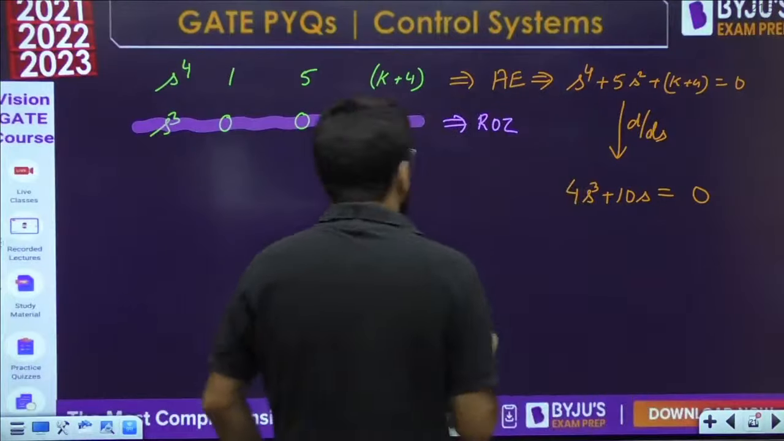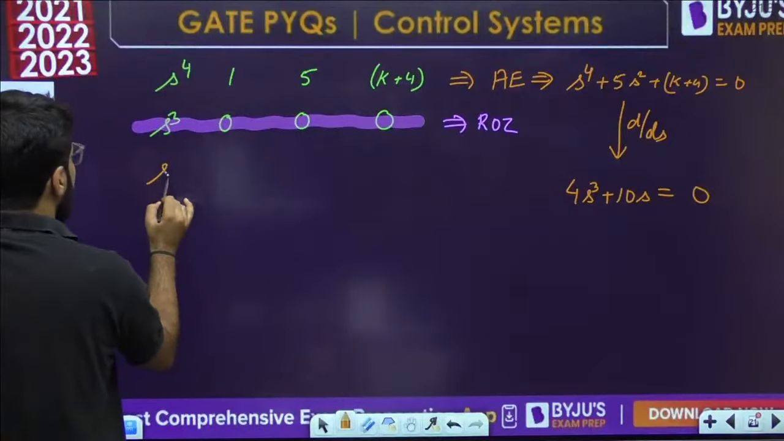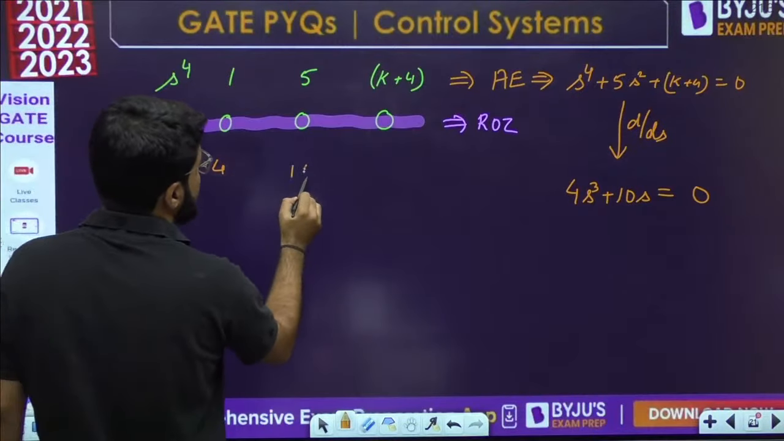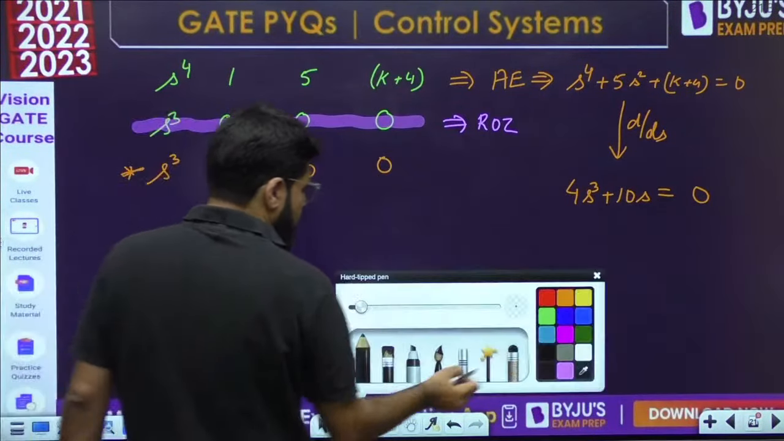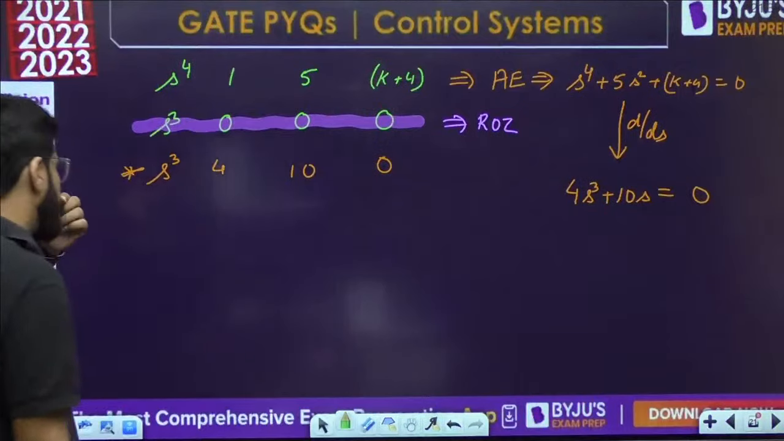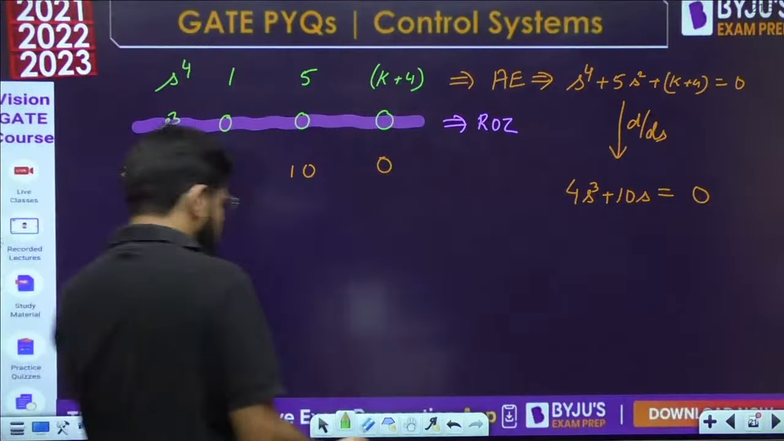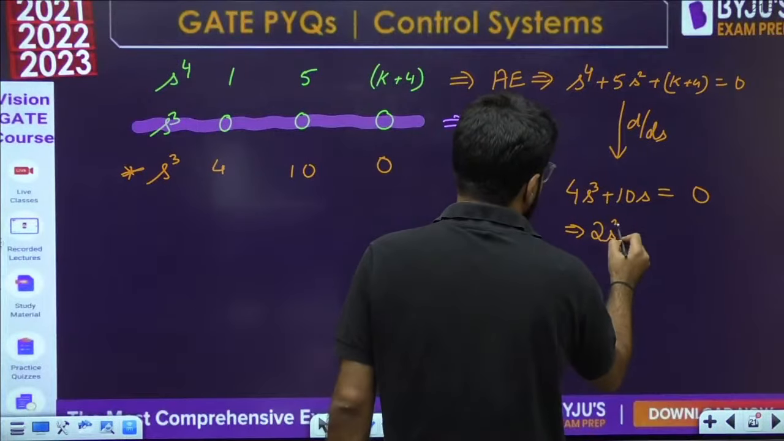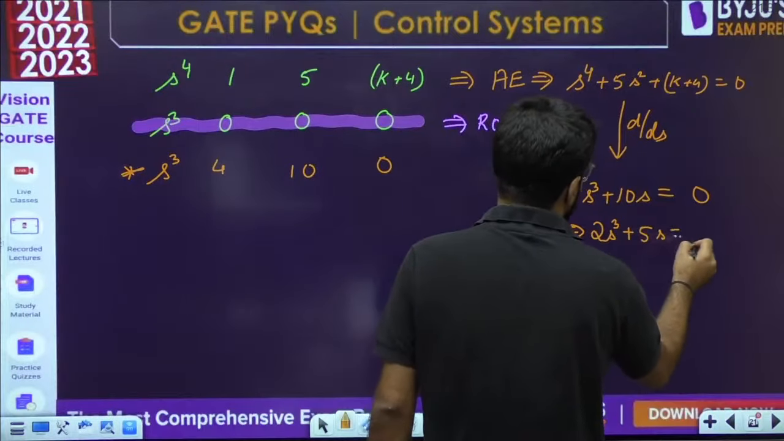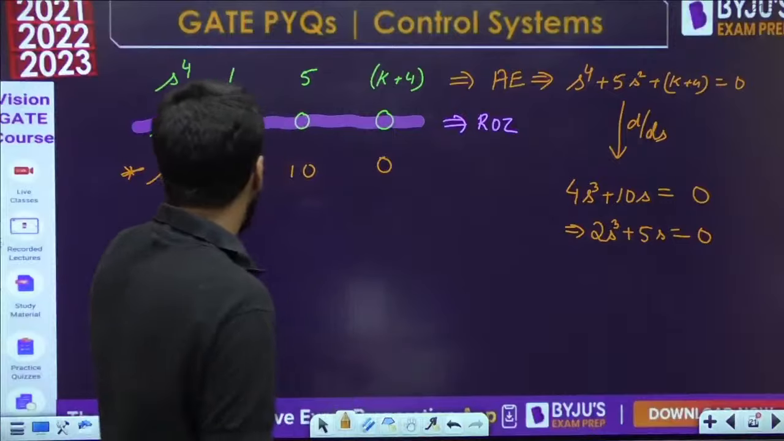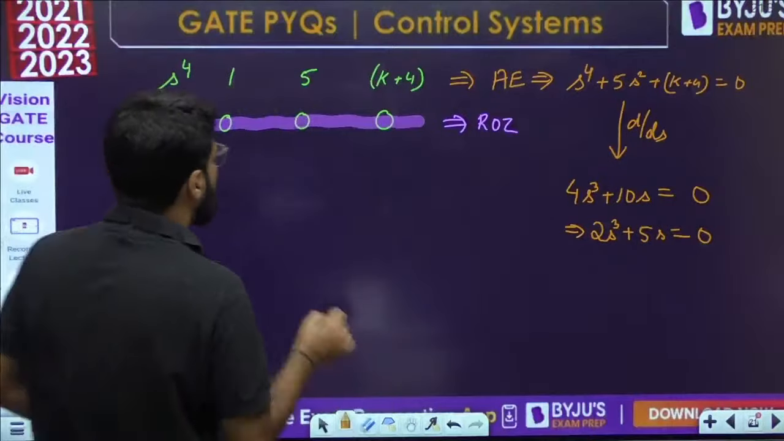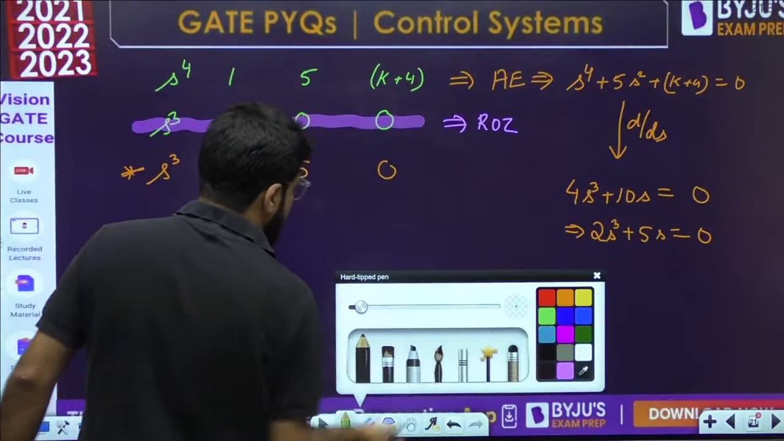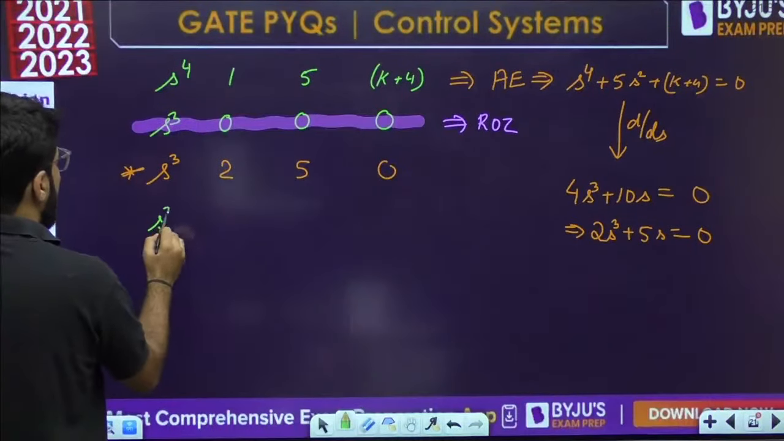That means that is the modified s power 3 row, and it will contain the coefficients 4 and 10 and 0. You can also make it simple by dividing by 2, so 2s cube plus 5s equal to 0. You can take 2 common, there is no difference. So let me write it as 2 and 5 for easing out the calculations. Otherwise, both are okay.